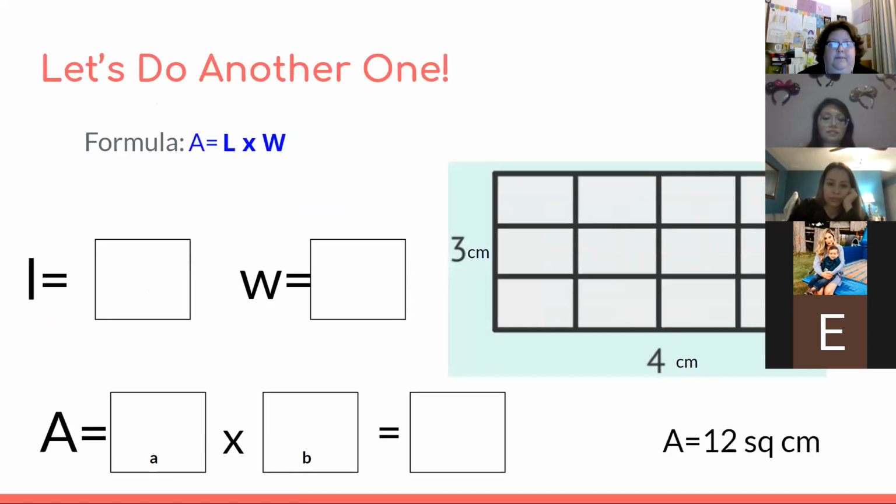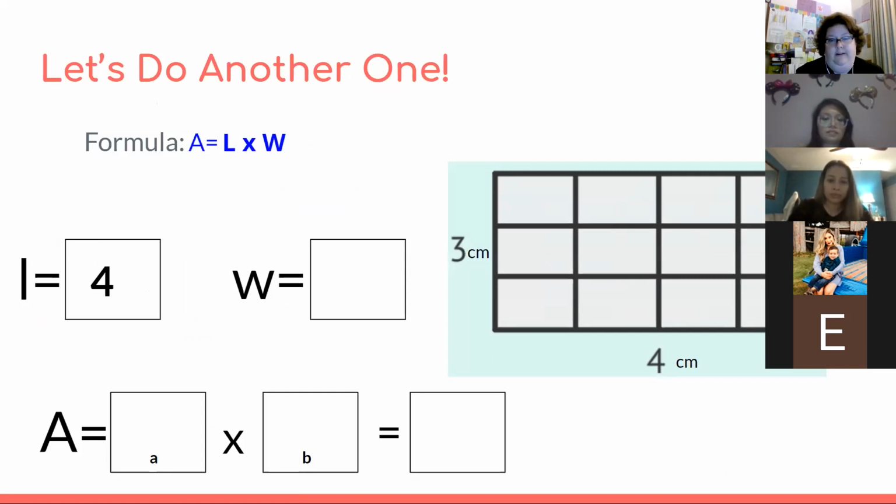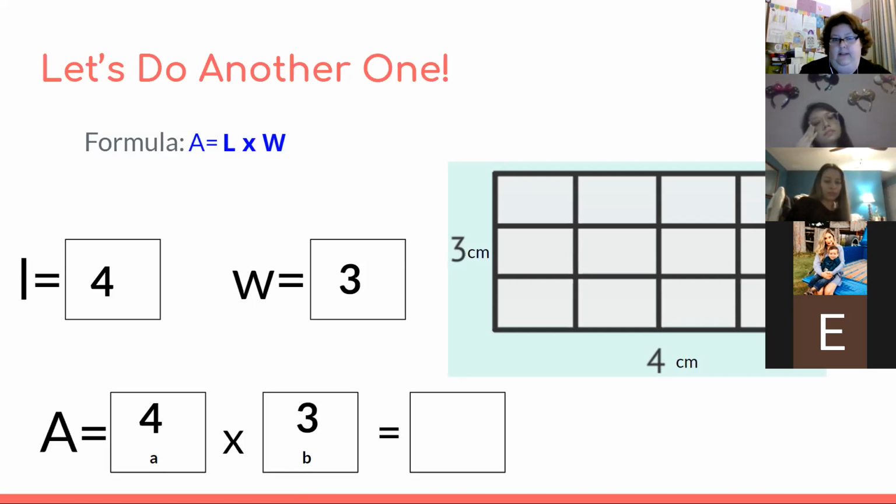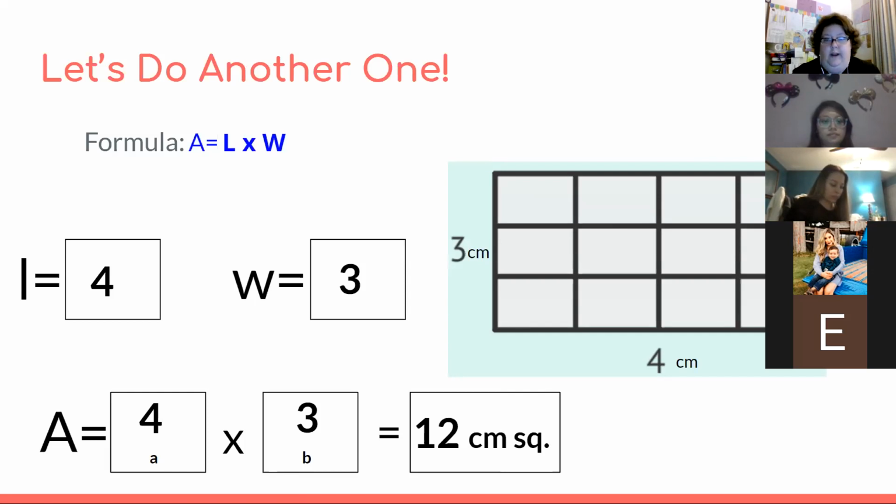So we look at our shape right here. The length, remember, is the longer side. So the length is 4 centimeters. Then the width is 3 centimeters. So we're going to plug those amounts into our formula. A would be 4 times 3, length times the width. 4 times 3 is 12 centimeters squared. With area, you square the measurement.